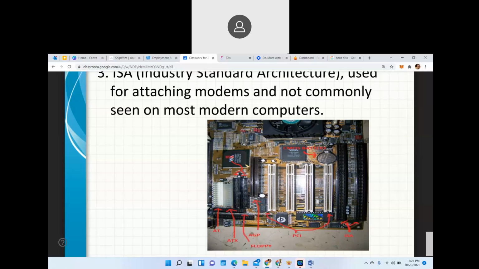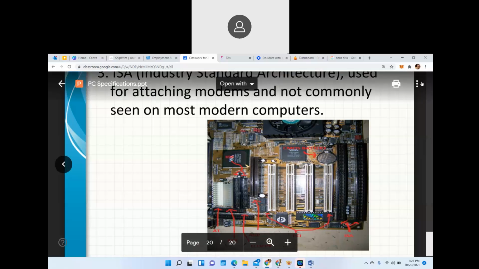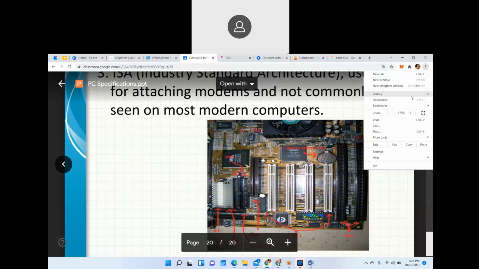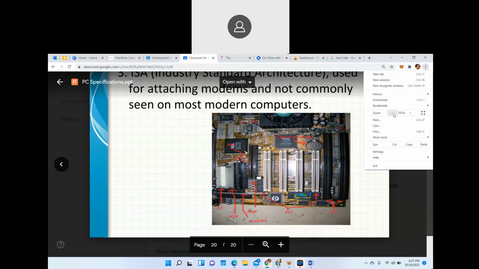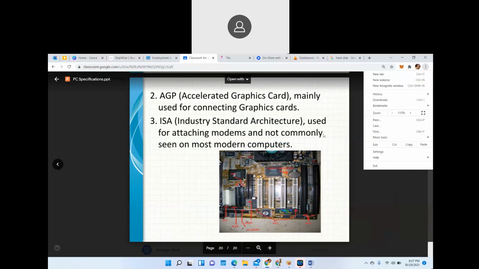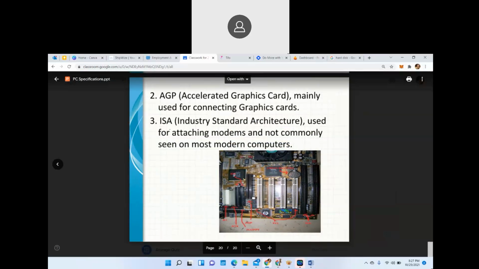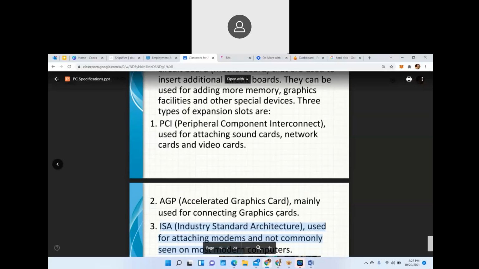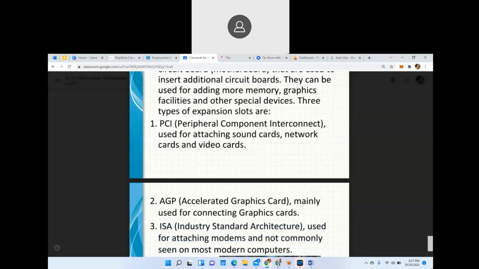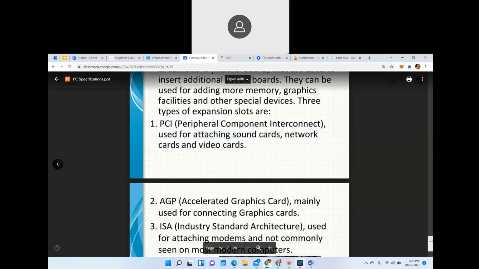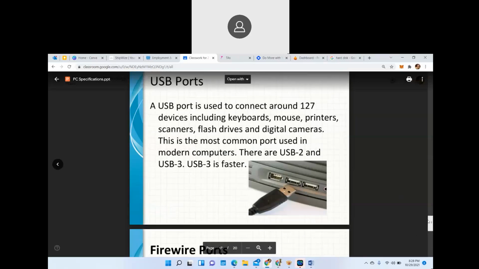The two main types of ports that we use nowadays are AGP and PCI. But most of the new computers are just using PCI and PCI Express. The older types of ports like AGP, they're not using those anymore because they're outdated. So they're really just using PCI and PCI Express. So you can connect your sound card, your network card, video card, whatever device you can connect to do additional functionalities.